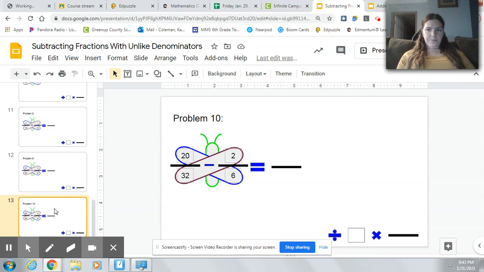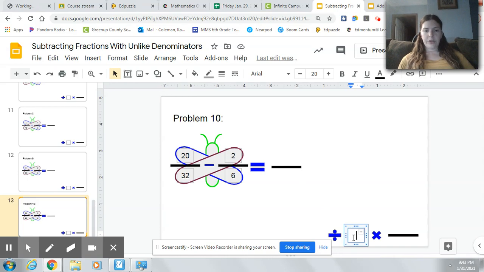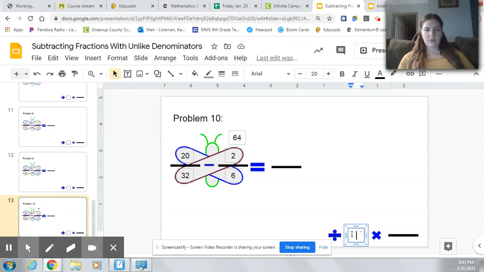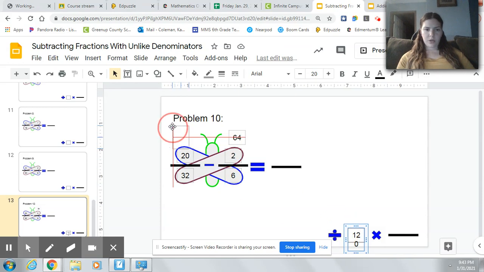So for problem 10, we are multiplying our purple wing, so 32 times 2. That might be something you have to work out on your own. 32 times 2 is going to be 64. That's going to go with my purple wing. And then I also have to do 6 times 20. 6 times 20 is 120. That goes by my blue wing.